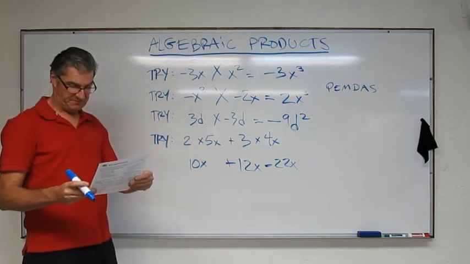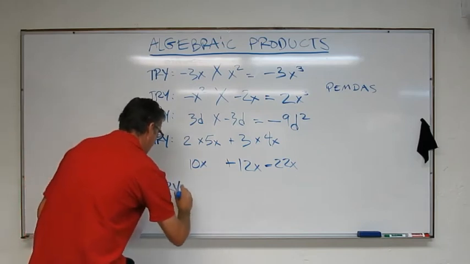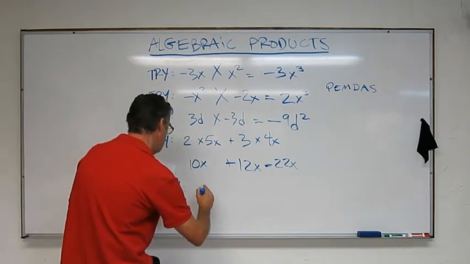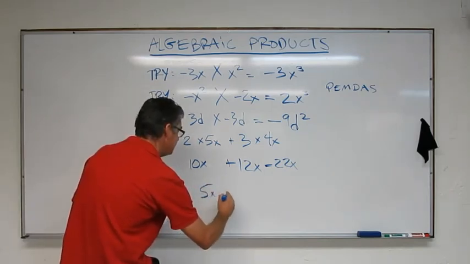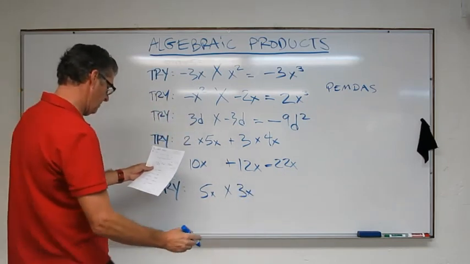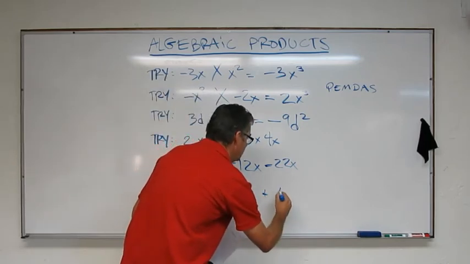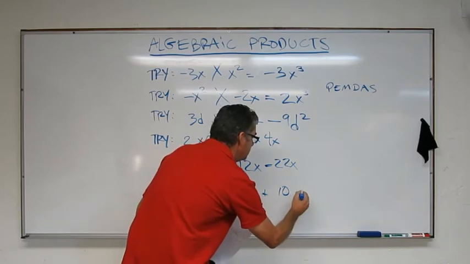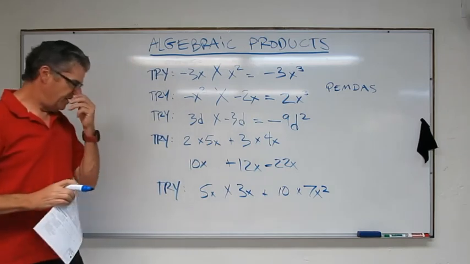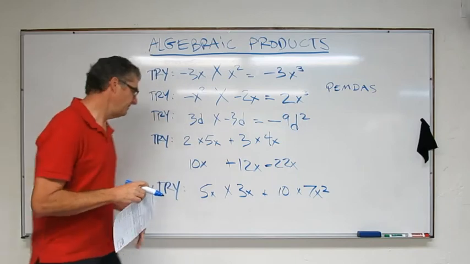Shall we do another one? Sure, why not? Last one. How about 5x times 3x plus 10 times 7x squared. Okay? Pause the video, give it a shot. Okay, let's see how you did.